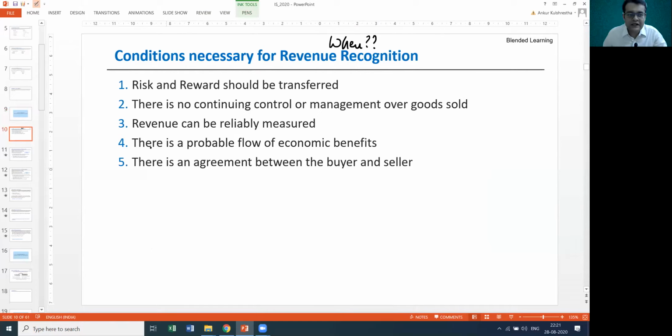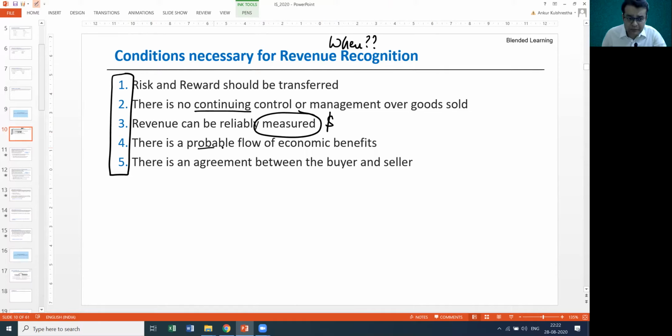That's broadly the point. And in case you have already read through, you would realize that these are very complicated looking statements. Risk and reward should be transferred. No continuing control or management over the goods sold by the seller. From a seller's point of view, revenue should be reliably measurable. At least you know for how much money the sale has been. Ultimately, you got to enter it into your books of accounts, and a monetary denomination is necessary.